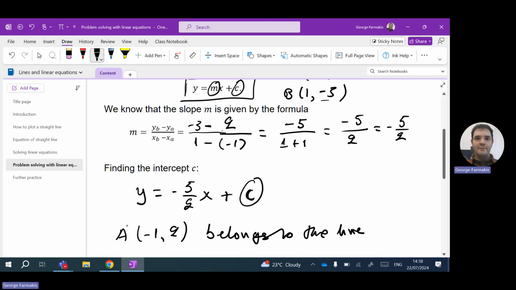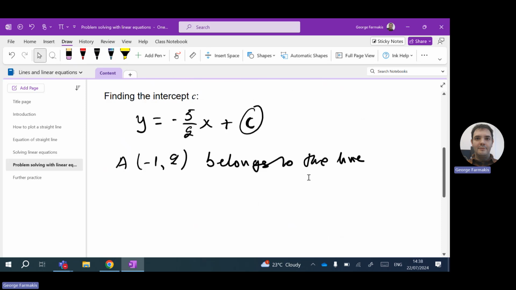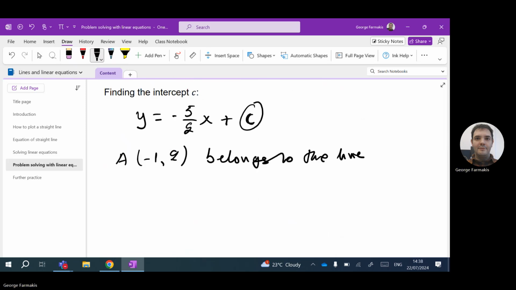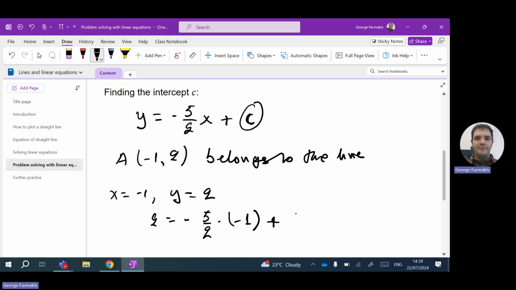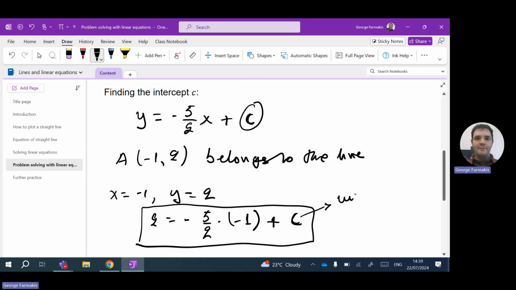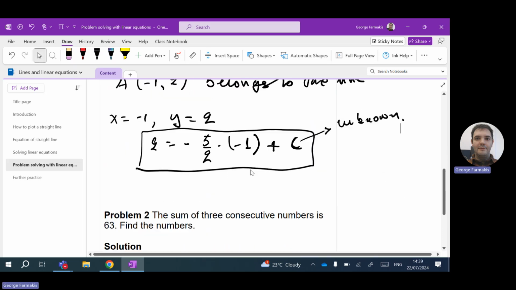So this means that it satisfies the equation of the straight line. So whenever x is minus 1, y is equal to 2. Let's substitute back to the equation of the straight line. So 2 equals minus 5 over 2 times minus 1 plus the constant c. So here now we have a linear equation where the unknown is the intercept. And we just need to solve for the unknown.